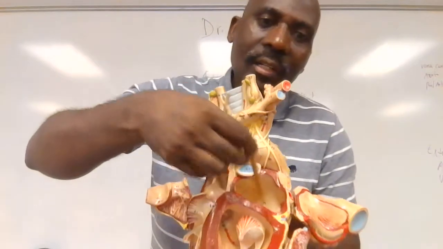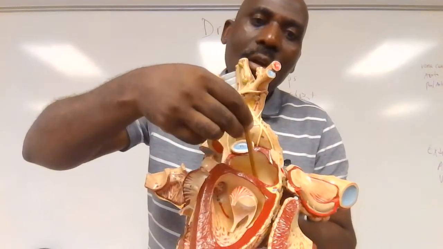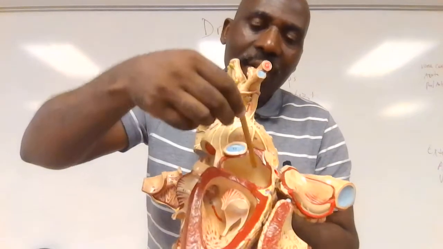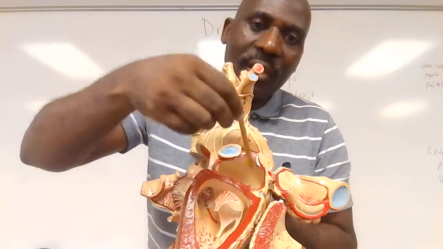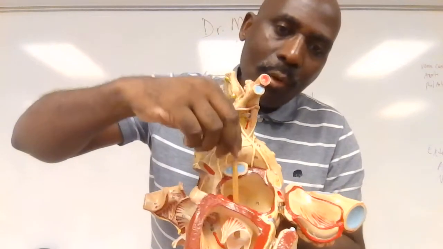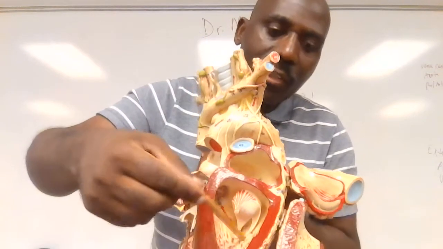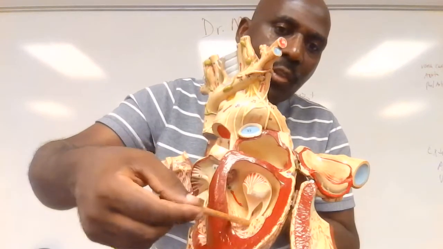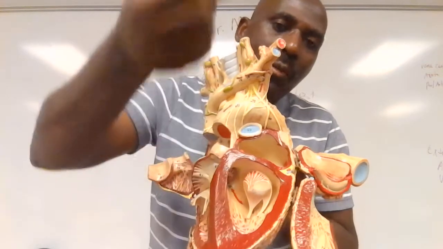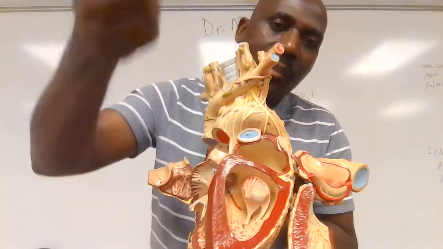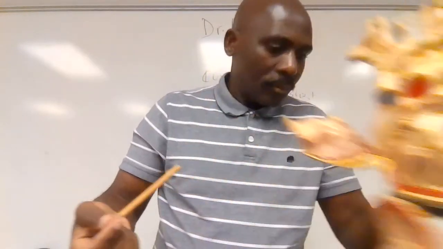On this other side, this is the left atrium. Oxygen-rich blood enters the heart via the left atrium. Then that blood will be transferred down to the left ventricle, and then the left ventricle will pump that blood out of the heart to the general circulation.